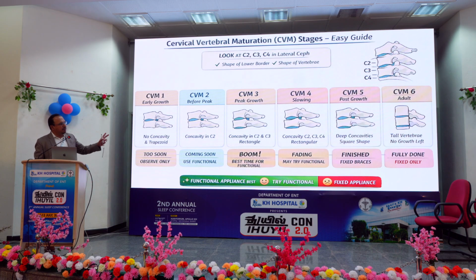So these are the vertebrae maturation stages. The best time to do correction is in the CVM stage 2 and 3 for maxilla, 3 and 4 for maxilla and mandible. When the growth crosses beyond 4, the growth is almost complete. We are then looking at surgical options for the patient.